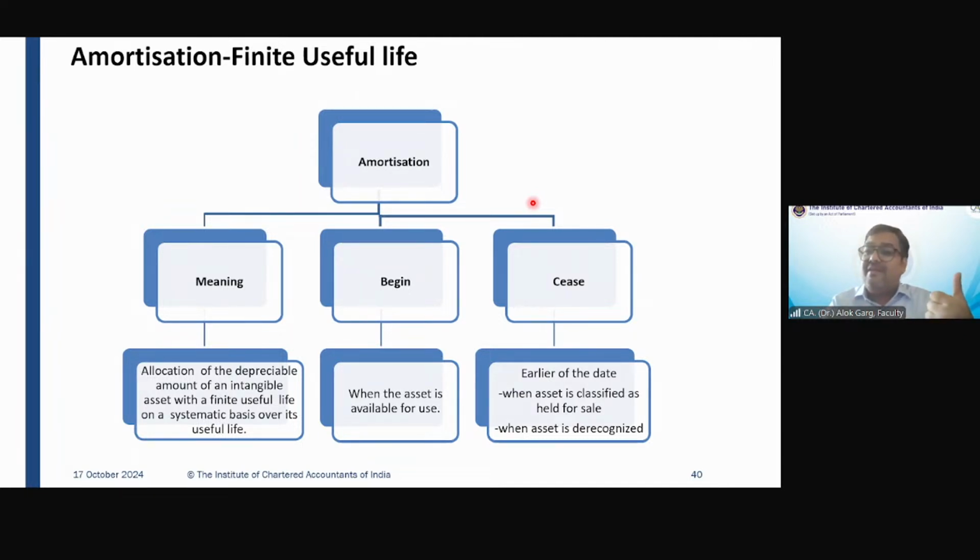In PPE, the depreciable amount is cost minus residual value. Depreciation is equal to the depreciable amount divided by useful life. In intangible assets, it is the depreciable amount divided by useful life. Technically speaking, the depreciable amount is equal to cost or revalued amount.